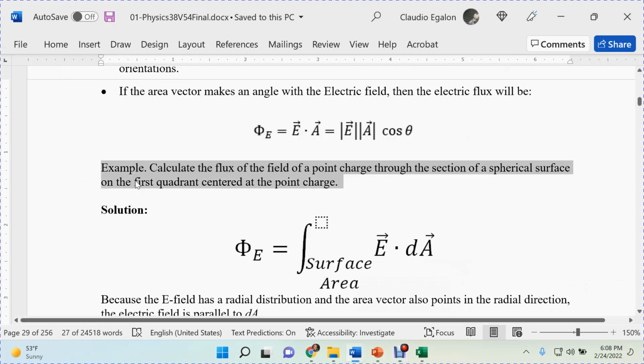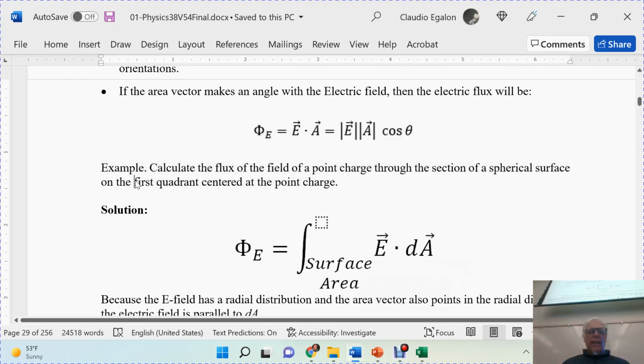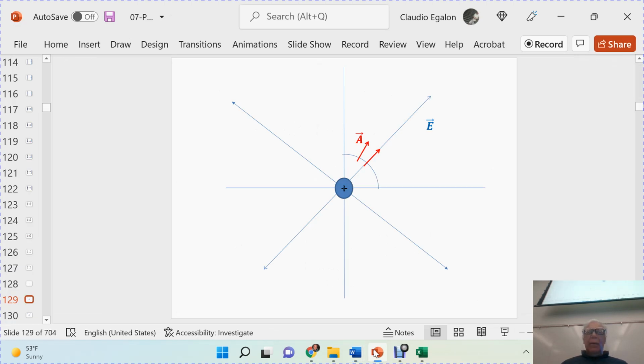We're going to do another example for the flux of the electric field, but now in this case we are going to do the flux of the electric field for a point charge, the field of a point charge going through the section of a spherical surface that's located only on the first quadrant. The illustration would be something like that. Don't forget this is supposed to be a three-dimensional drawing, right?